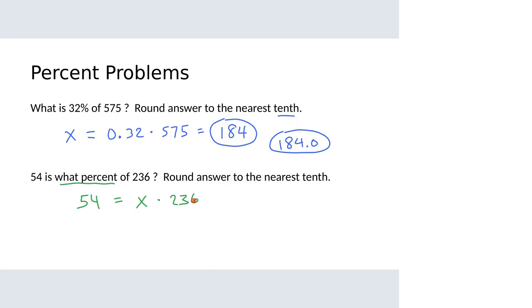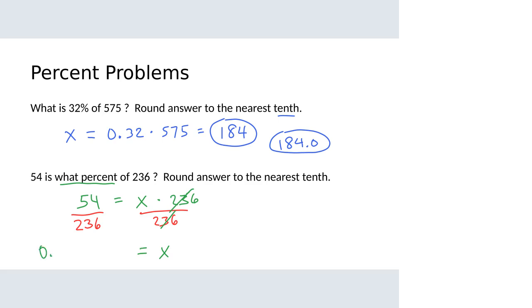For this one, we actually have to solve an equation. Now, it's not a very complex equation, but we don't do algebra that often. So when it comes up, I want to make sure to discuss the idea that in order to get this X by itself, we need to get rid of that 236. It's multiply, so we're going to divide by 236 on the right. If we divide by 236 on the right, we also have to divide by 236 on the left. And then on the right-hand side, those cancel, leaving the X. That's what we were after. On the left-hand side, we have 54 divided by 236.